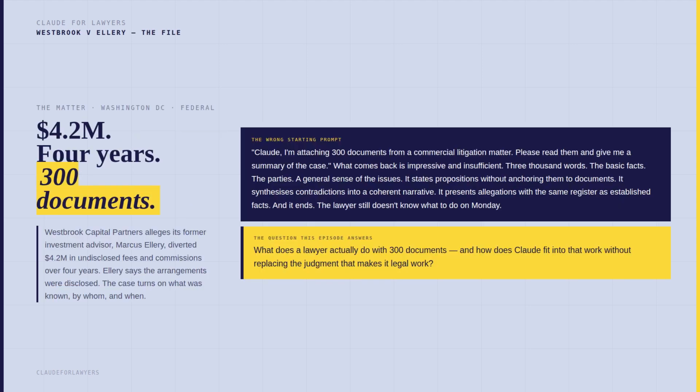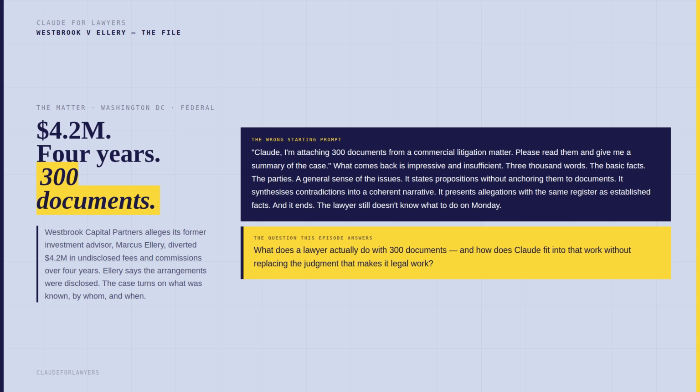The matter is Westbrook versus Ellery. Westbrook Capital Partners is a private equity fund. Marcus Ellery was their investment advisor for 4 years. Westbrook alleges he diverted $4.2 million in fees and commissions through undisclosed arrangements with counterparties on deals he was recommending to them. Ellery says the arrangements were disclosed. The case turns on what was known, by whom, and when.